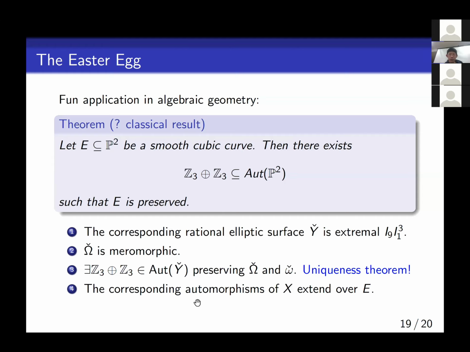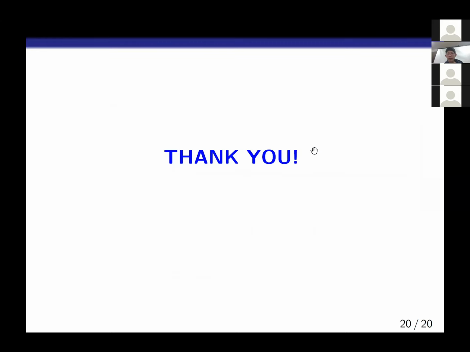And then we prove that it actually extends over the original smooth curve, because this map is originally only defined on the complement of the curve, but one can prove that it extends. With all this analysis, finally I can give you an algebraic geometry statement, although it's quite standard, but I view it as an interesting application. Maybe I will stop here. Thank you.